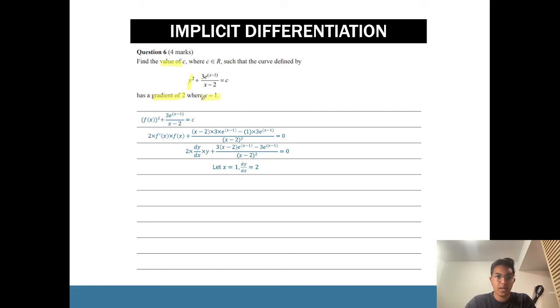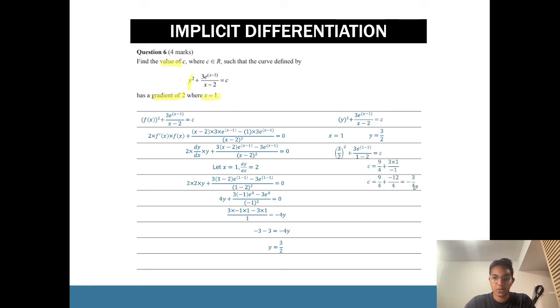And then we sub in x is equal to 1 and dy dx is equal to 2. So that's what they've told us here. And then I figure out what y is equal to, right? So that's all being done though. Once I figure that out, I need to start working out what c is. So I substitute everything back into here. So x is equal to 1 and y is equal to 3 over 2 into here. And I basically run my equation and solve for c.